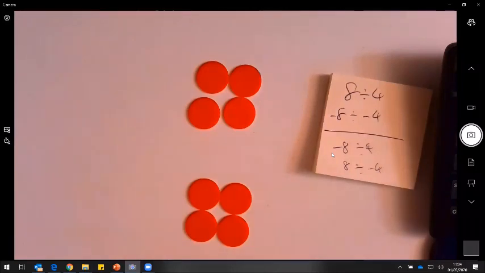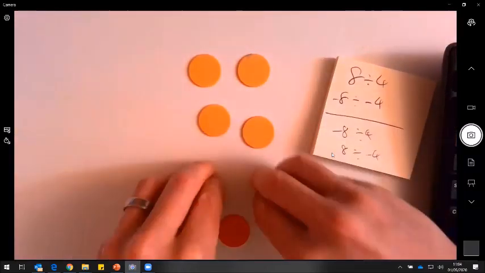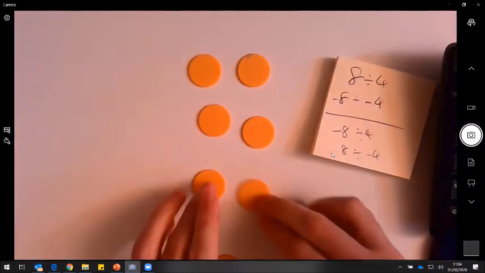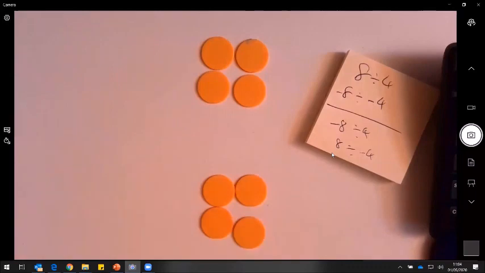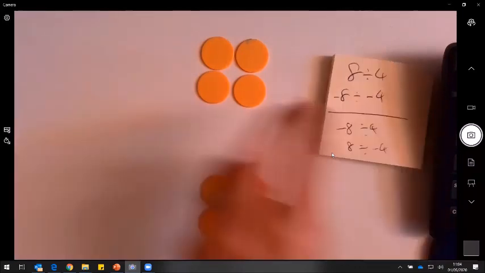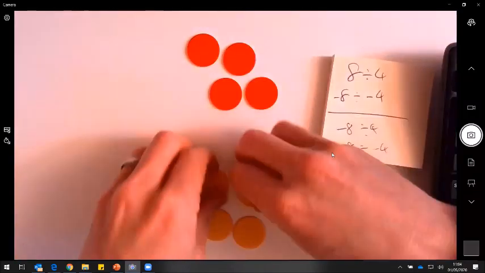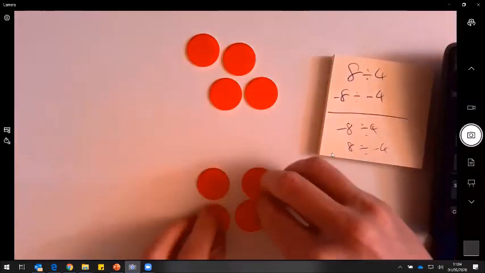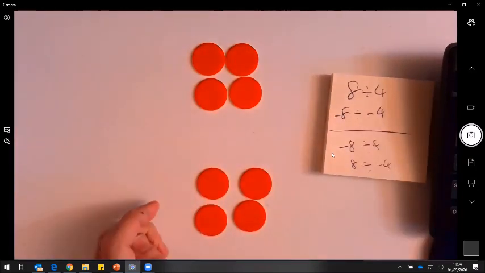So interchanging between the language we use with division. So that first one again, 8 divided by 4. 8 divided into 4 equal groups. Or how many 4s are there in 8? And I think when it comes to the second question, -8 divided by -4, we're asking the question, how many groups of -4 are there in -8? And we can see there are 2.